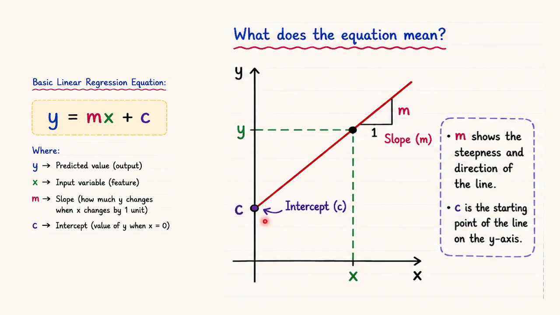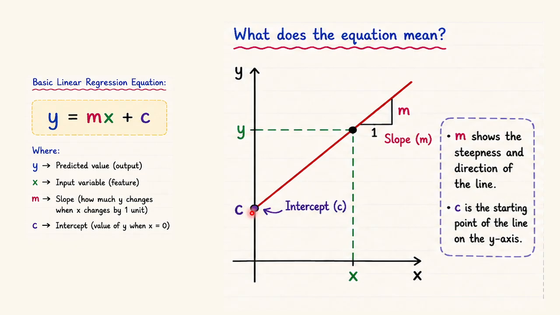So what does the intercept mean? It means the value of y, because this is y versus x, when x is 0. So this is the meaning of intercept. c is the value of y when x is equal to 0.